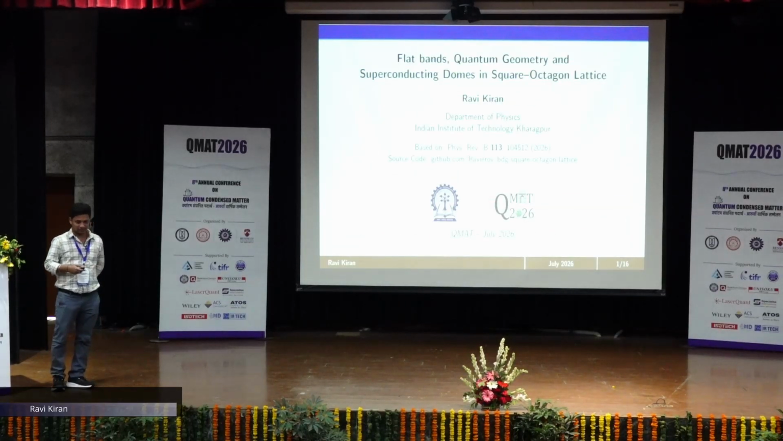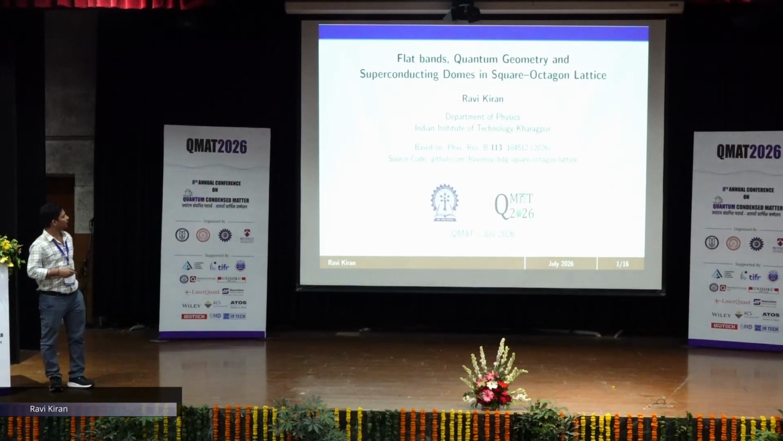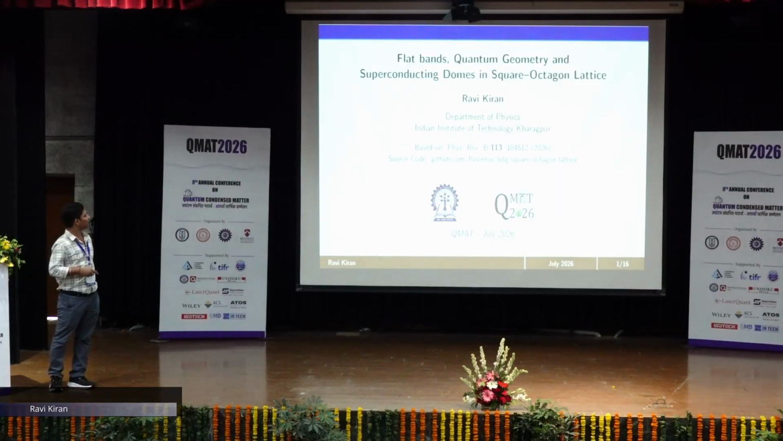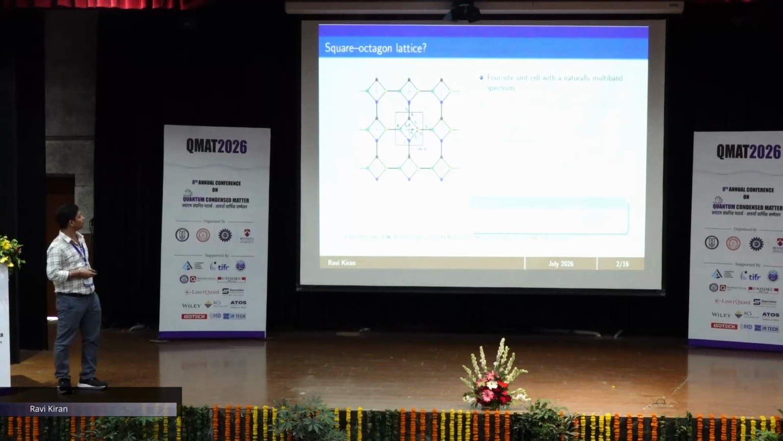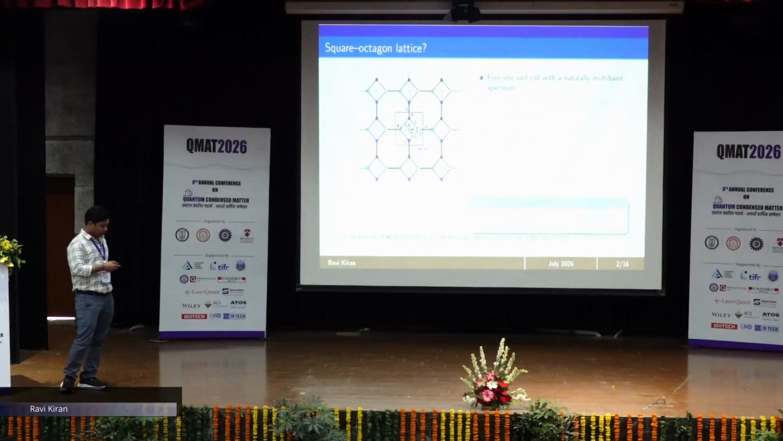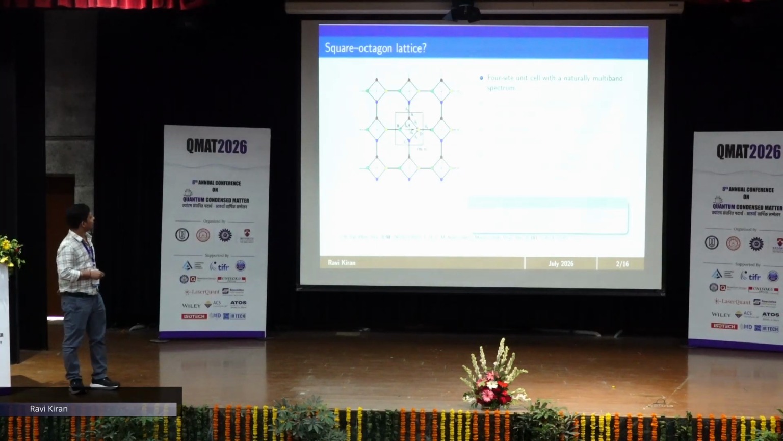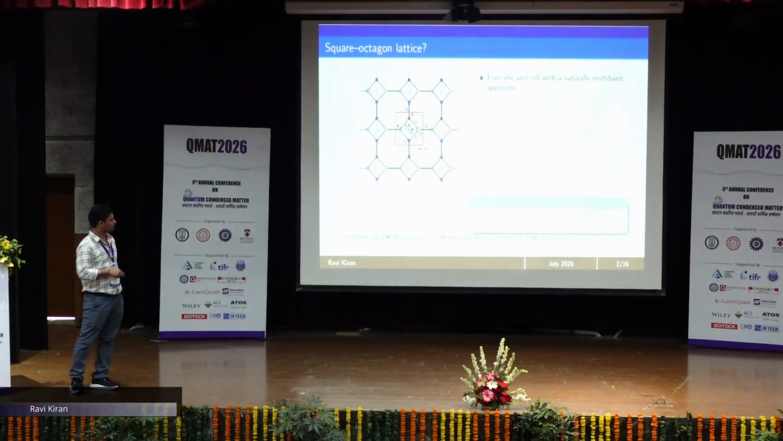The title that Sir announced was slightly different, but since the time for the talk was reduced, I had to change it a little bit and make it more focused. So it is the same talk. The first part is what and why: what I'm talking about and why the square octagon lattice. Let me introduce the lattice. This is a square octagon lattice. It has been studied recently, first by Viplab Pal sir in terms of topology, and Nunes and Smith studied it in the context of superconductivity.